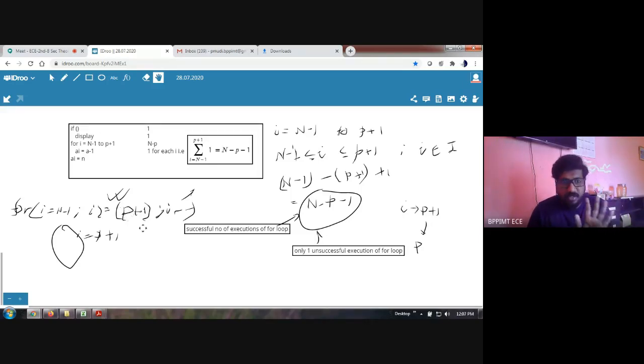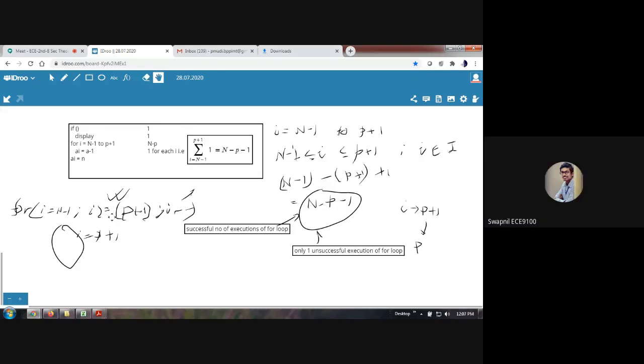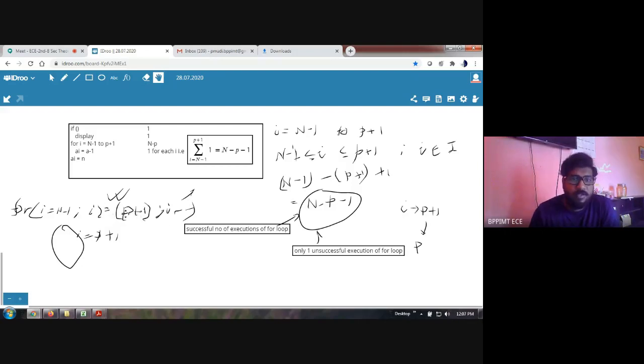That's why further iteration will not be executed. The for loop will be terminated. That single execution, where the for loop condition checking is there, decrementation is there, the for statement is executed, right? But it's a false execution, I mean an unsuccessful execution, and that is only happening once. So the total number of executions of the for statement hence becomes n minus p.